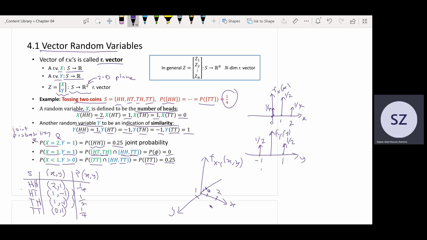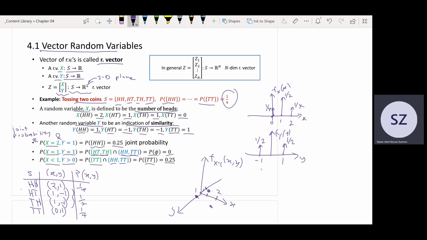And 0 and 1. This is 0 and 1. So these are the three values that x and y can take. Imagine that a two-dimensional PDF will be fingers pointing in the z direction. The probability of this point is coming 1/4.